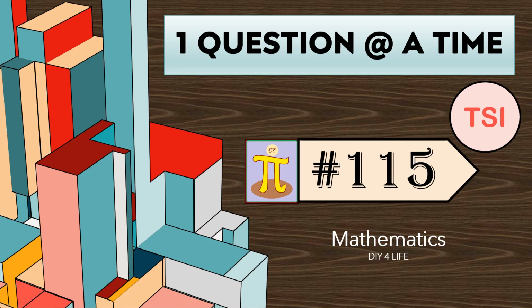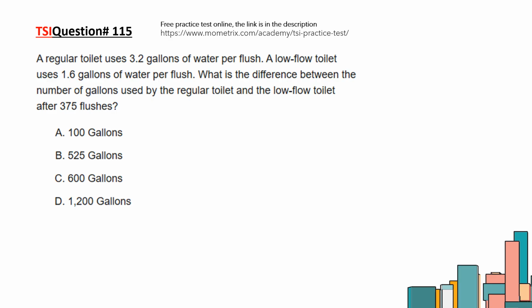Question number 115. A regular toilet uses 3.2 gallons of water per flush. A low-flow toilet uses 1.6 gallons of water per flush. What is the difference between the number of gallons used by the regular toilet and the low-flow toilet after 375 flushes?